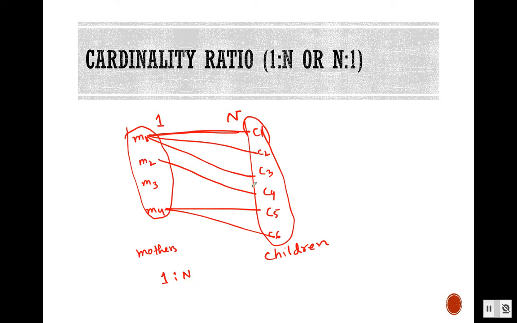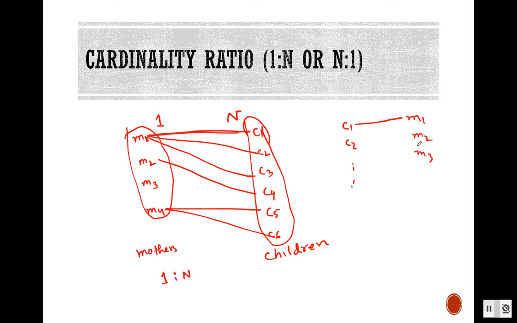All right, so remember, it specifies the maximum participation. So some mother may not have any children, but that's okay. But the mothers are allowed to have more than zero or any number of children. Okay, but each child will have only one biological mother. Now, if we reverse the role, like children to mother, we'll see that each child will have only one biological mother.